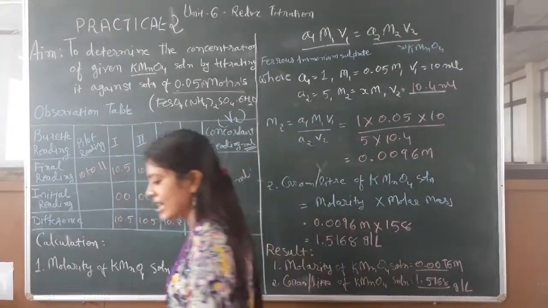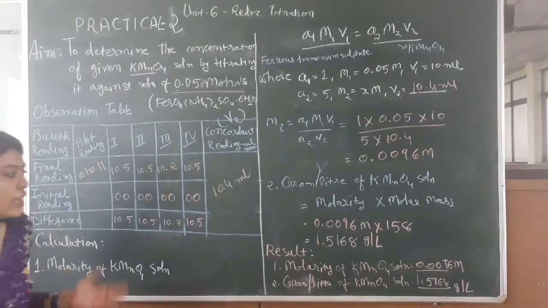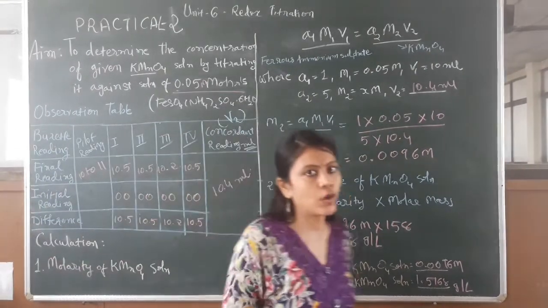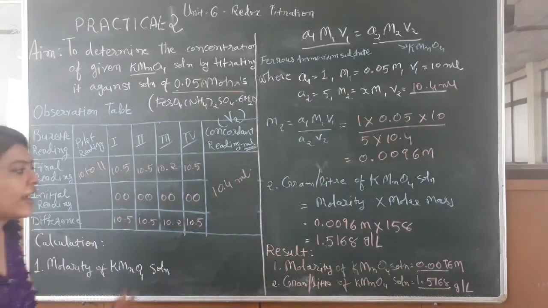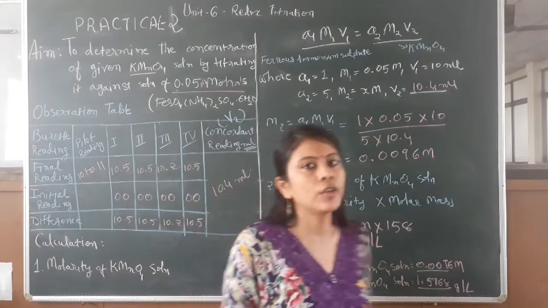KMnO4 versus oxalic acid, then second, KMnO4 versus Mohr's salt. Okay students, we have completed the calculation here. For the next video, I will show you the colloidal salts.